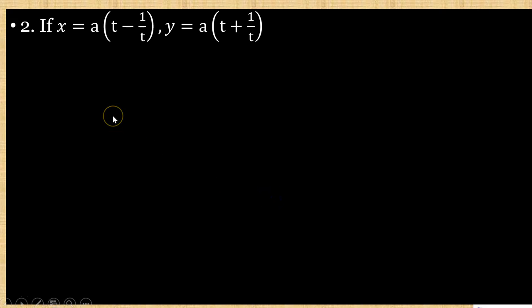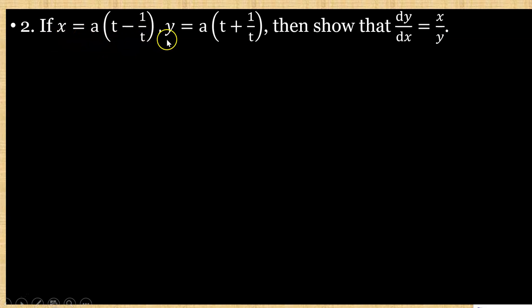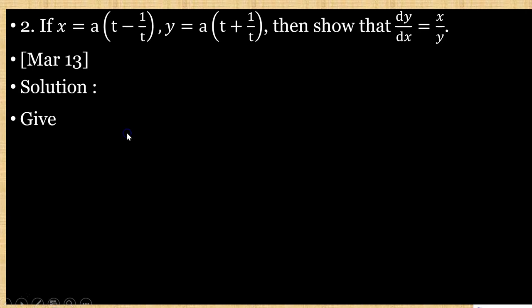Now question number 2. If x is equal to a in bracket t minus 1 upon t, y is equal to a in bracket t plus 1 upon t, then show that dy by dx is equal to x upon y. This example was asked in March 13. Now this is a very interesting example.